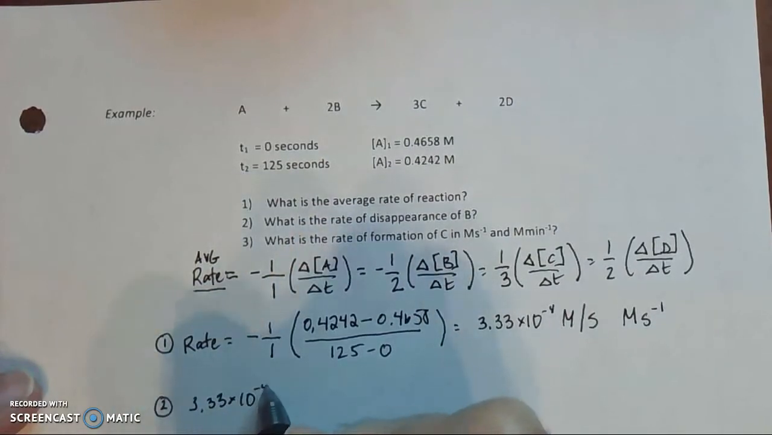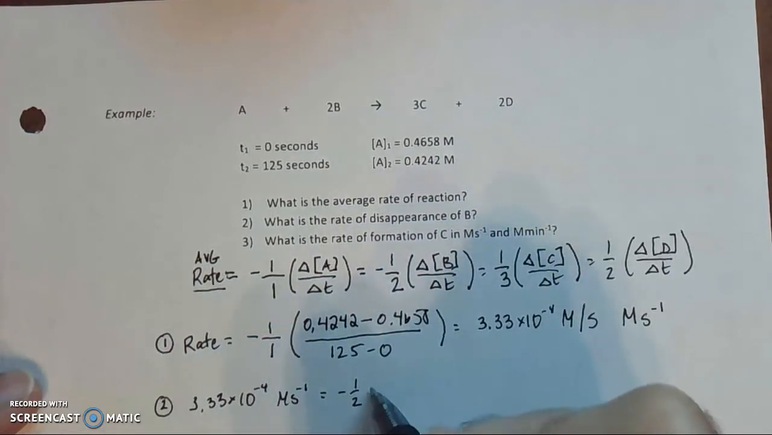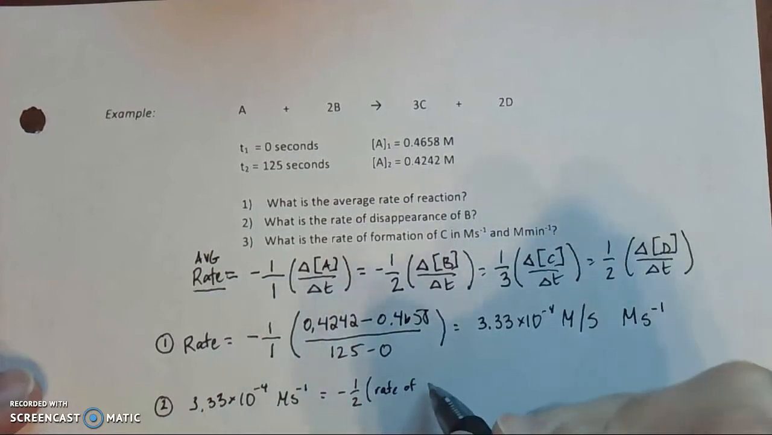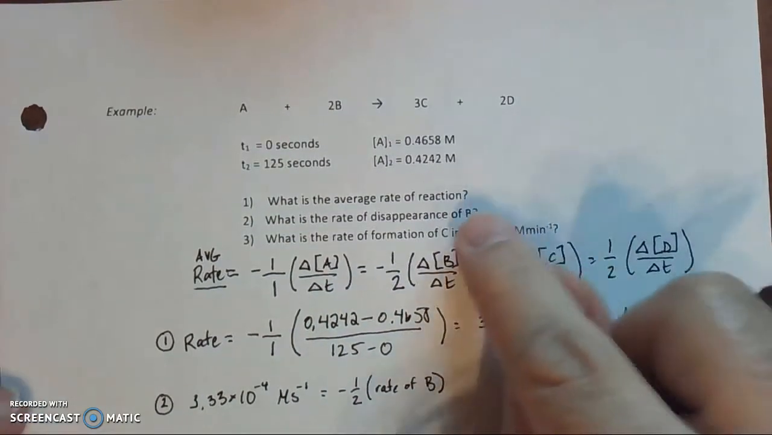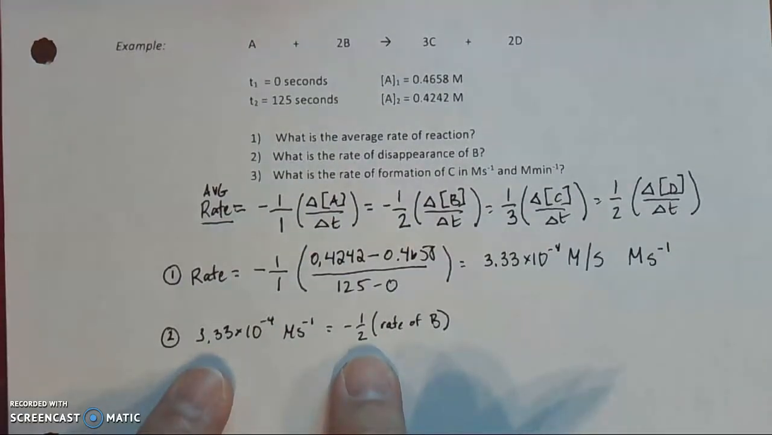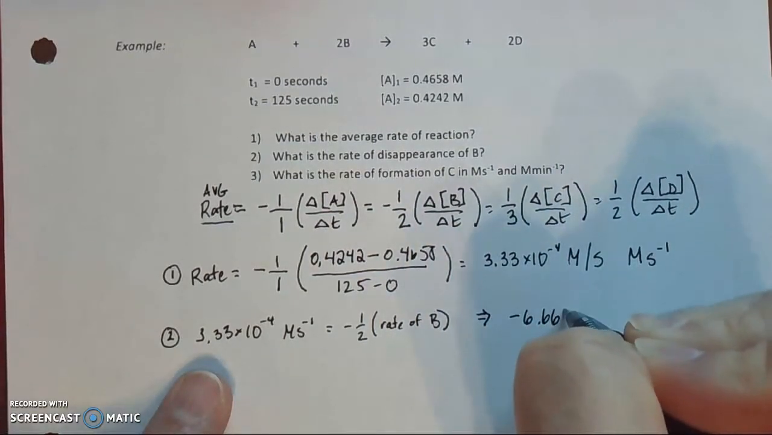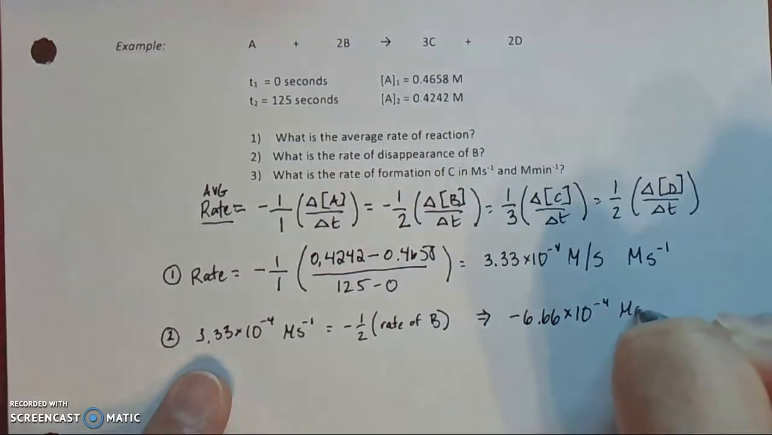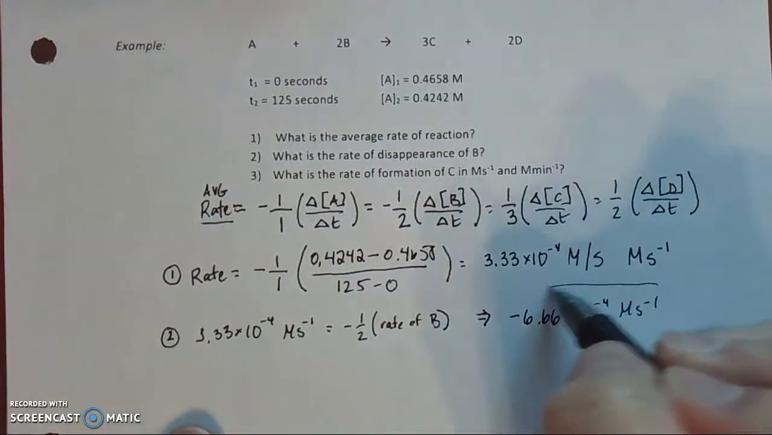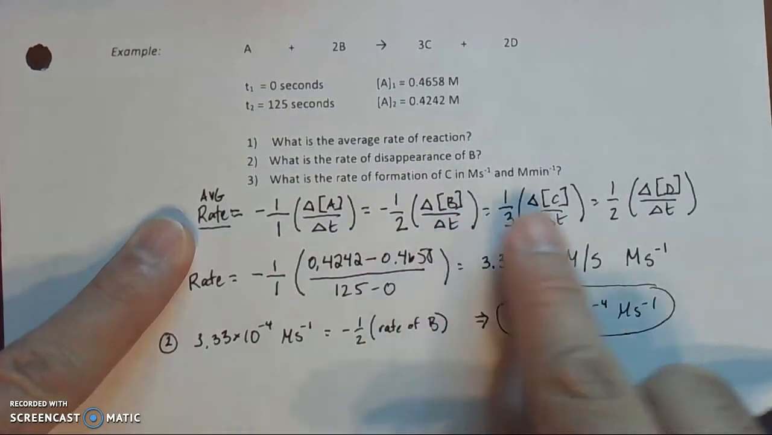3.33 times 10 to the negative 4th ms negative 1 is equal to negative 1/2 times the rate of B. And that is the disappearance of B. So that's what I'm solving for. So I just have to take this and multiply it by negative 2 on each side, and I get negative 6.66 times 10 to the negative 4th ms negative 1. That is my answer. So once you determine what the average rate is, it's easy to find what these are.